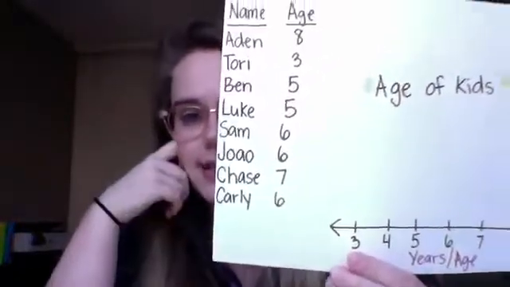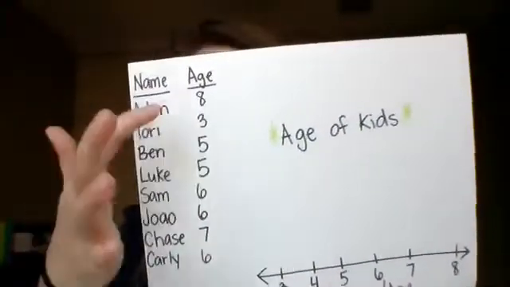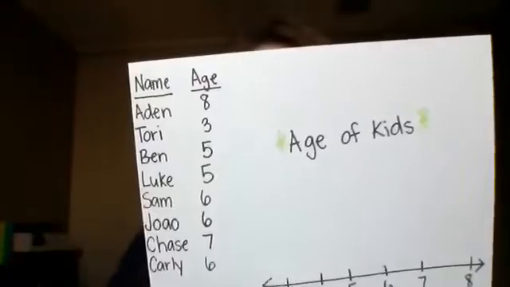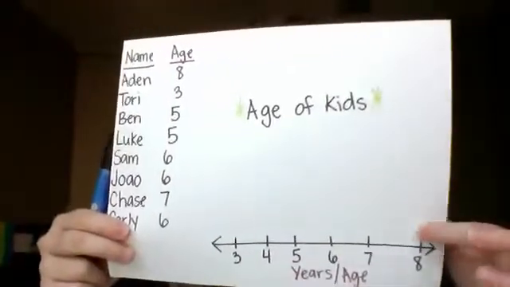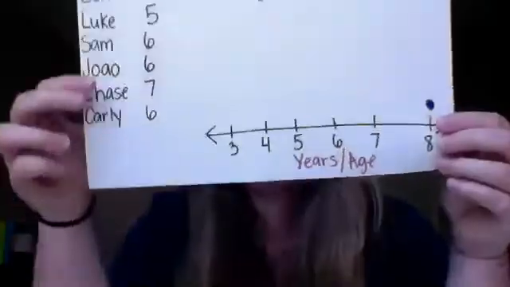All right, now is the fun part. We get to take the data and we get to plot it. So first I have Aiden, who is 8. I'm gonna go over 8 and I'm gonna put a little circle or a little X. I'm gonna do a circle. And remember that your circles have to be the same size, because if I put one big circle and one little circle, it's gonna make it look like I have more of one age than I do. So there we go. Aiden is 8.